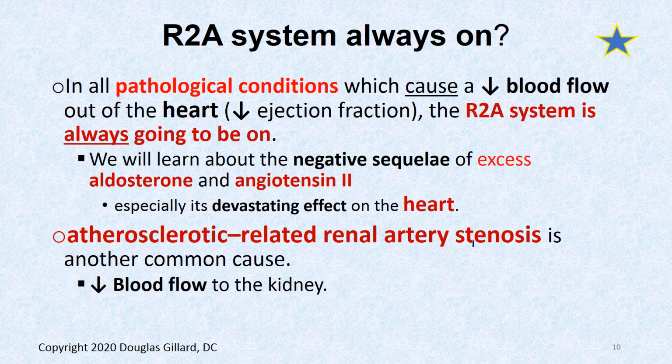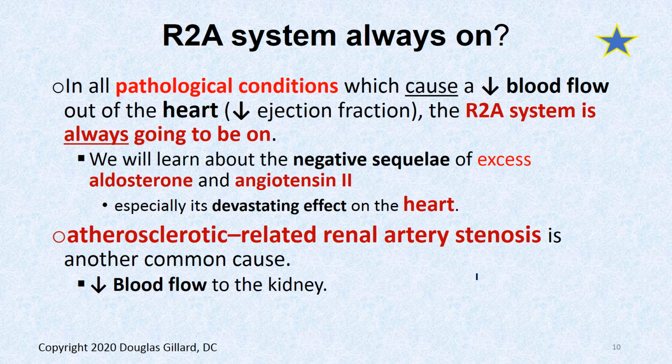Well, what if you have a failing heart, and therefore you would always have hypotension because there's not a lot of blood being pumped out of the heart. The R2A system senses that decreased blood pressure and is always on. And that ain't a good thing, as we will learn, because it can wreck the heart and it can wreck the lungs, and we'll learn more about that in the future. So yes, aldosterone and angiotensin II have devastating effects on the heart.